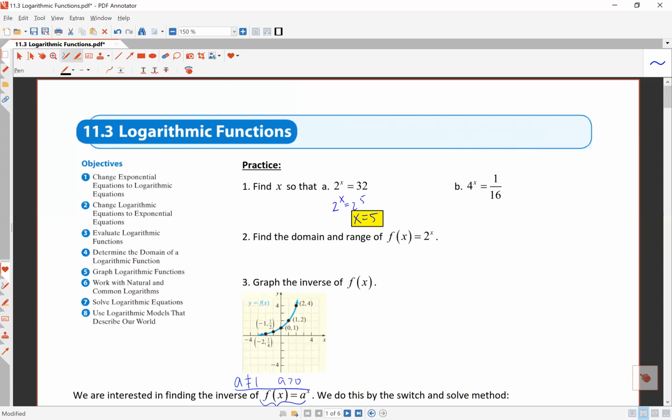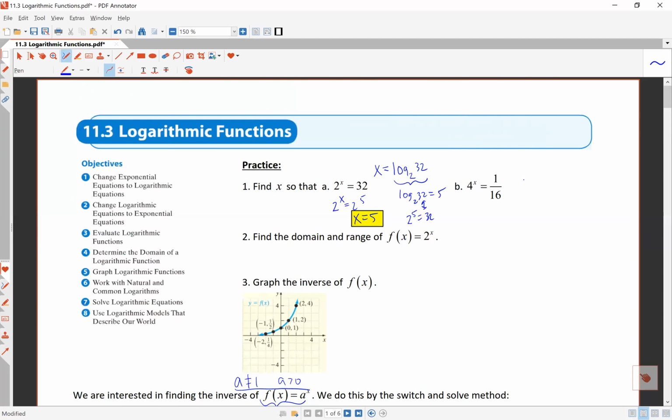So if you think about what we just did there, we took a problem in exponential form and we solved it, but the logarithmic form for this would be x is the exponent on my base 2 to get 32. So we would now say that the log base 2 of 32 is 5. Every exponential problem has its equivalent logarithmic problem.